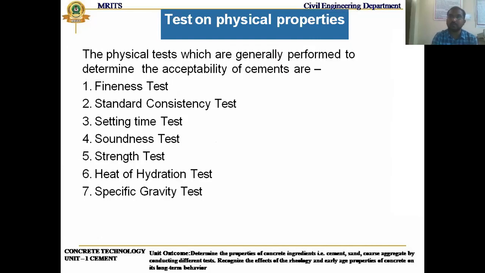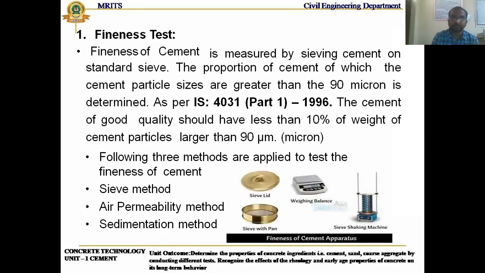Tests on the physical properties. Some tests are carried out to know the physical properties of the cement. They are the fineness test, standard consistency test, setting time test, soundness test, strength test, heat of hydration test, and specific gravity test. These are the physical tests performed to determine the acceptability of the cement, and by them we can determine which physical properties of the cement are acceptable.